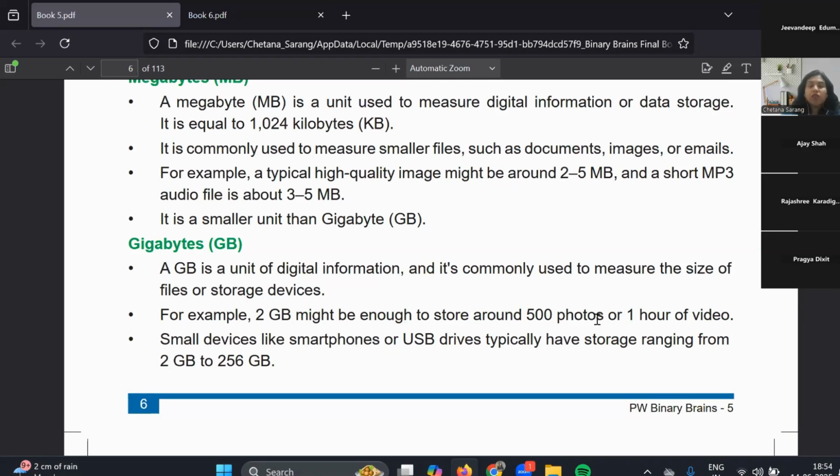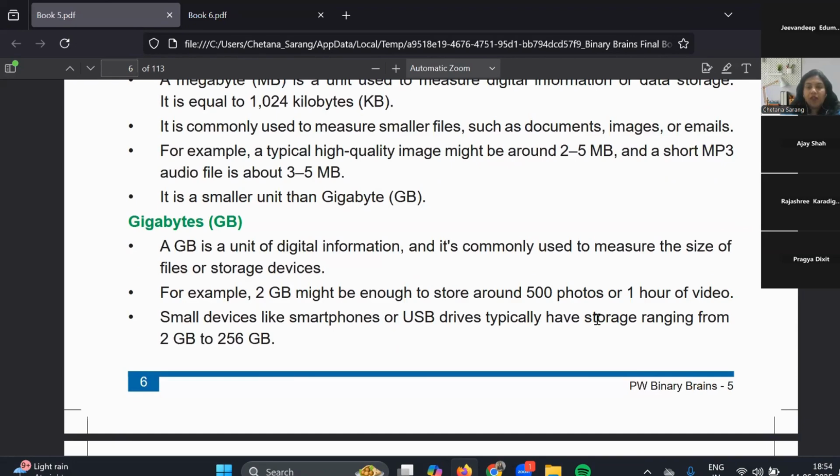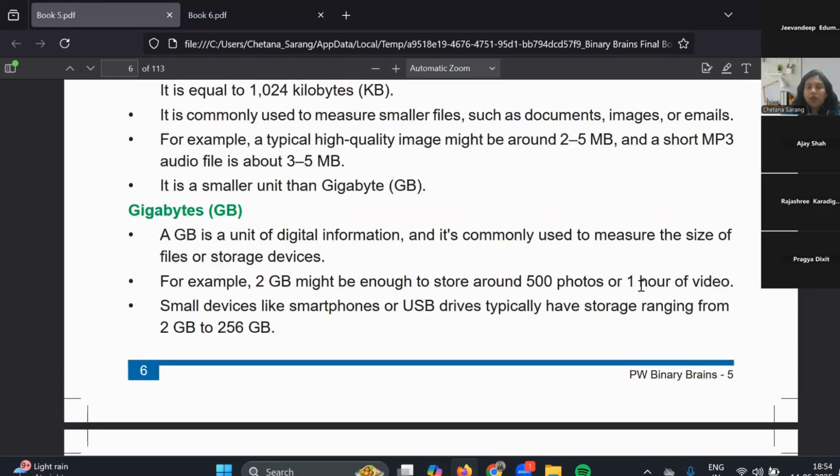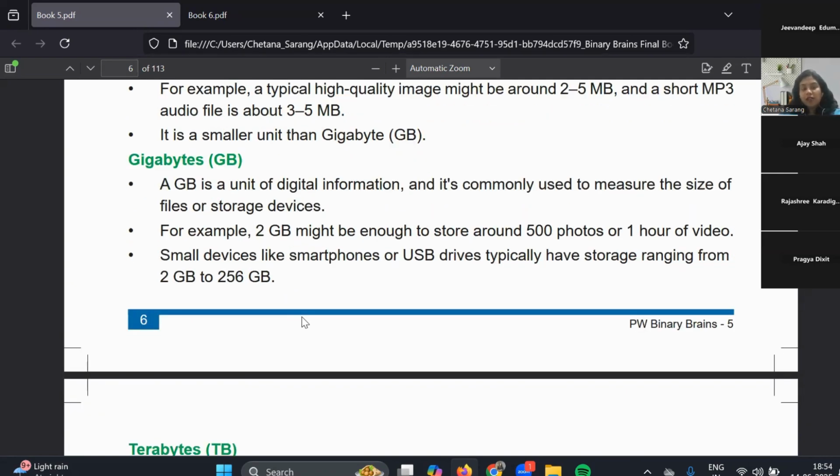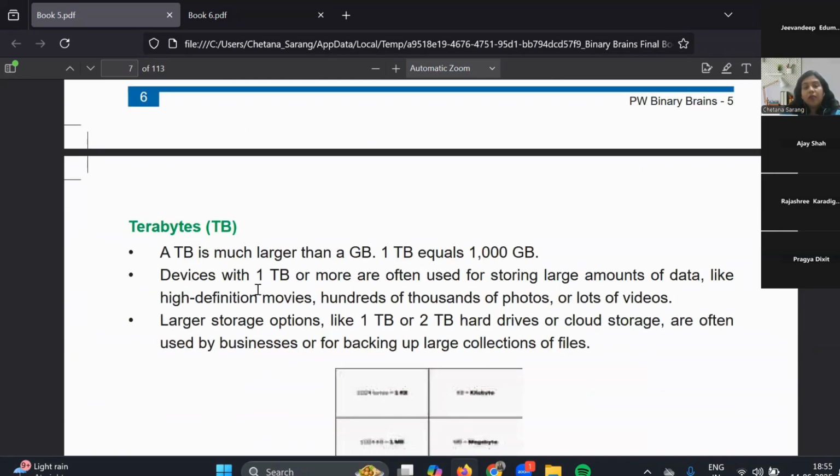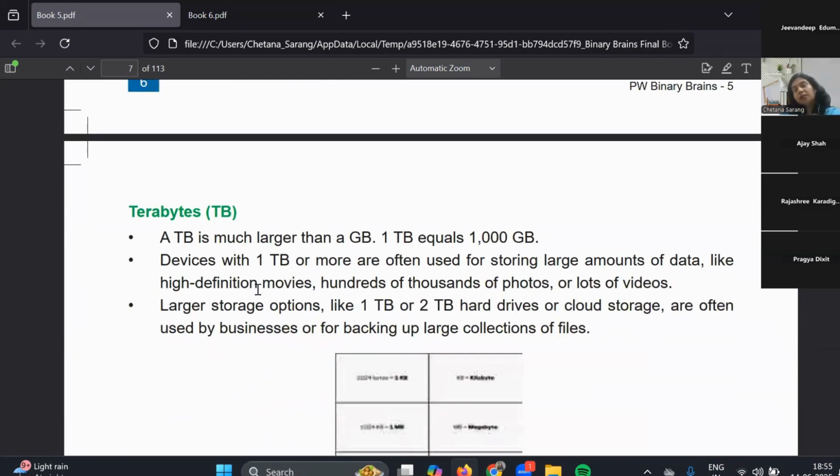What is meant by 2 GB? How much can it hold? Students need that connectivity. If they have that gap, they will forget all this GB, MB and still act like fools even after learning everything. So 1 hour of video or 500 photos is what 2 GB looks like. And small devices, smartphones or USB, have storage ranging from 2 GB to 256 GB. Terabytes: industrial data is usually in terabytes, petabytes. Humongous data, big data.